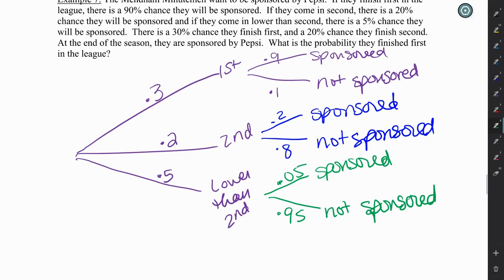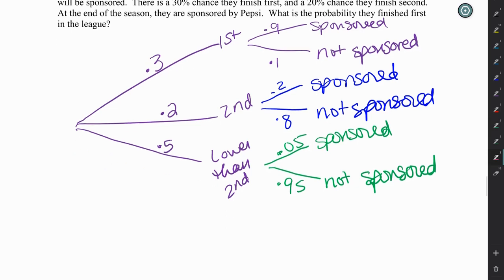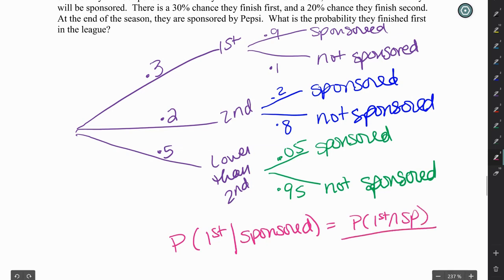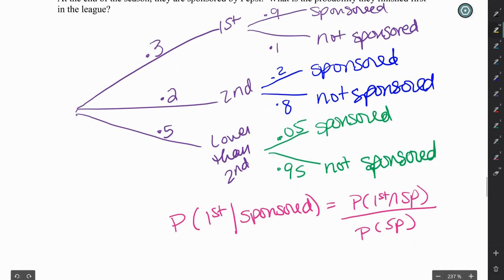Now, at the end of the season, they are sponsored by Pepsi, so that's what's given. Find the probability they finished first. So we want the probability they finished first given they're sponsored. So that's the probability of first and sponsored over the probability of sponsored. So there are 3 ways they can be sponsored: first, second, third. So those 3 ways are going to be added together in the denominator. And then the numerator is when they come in first and are sponsored.